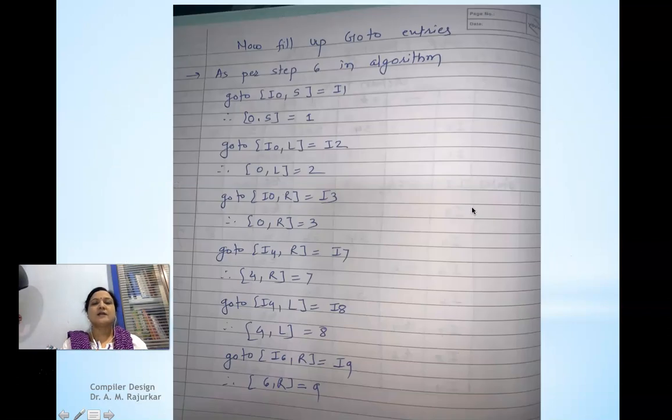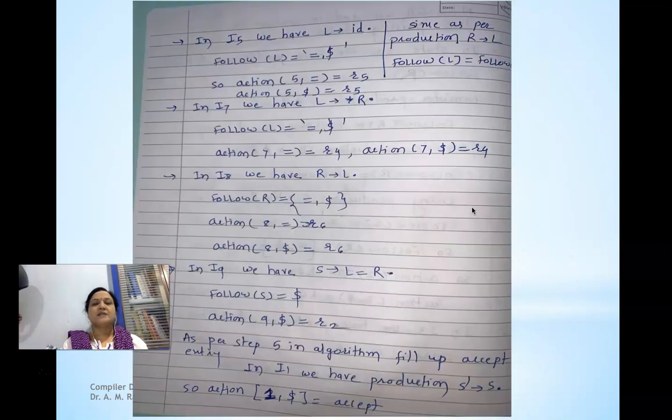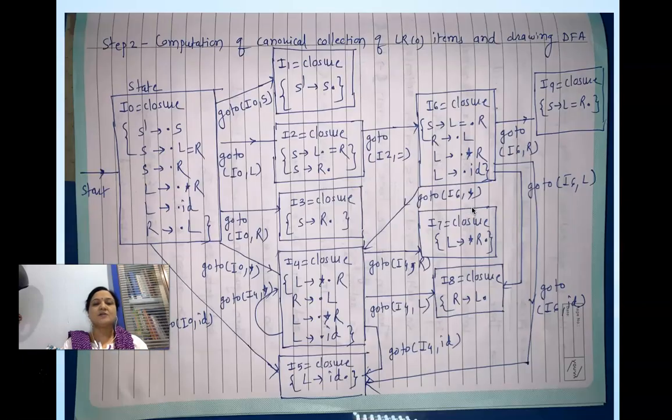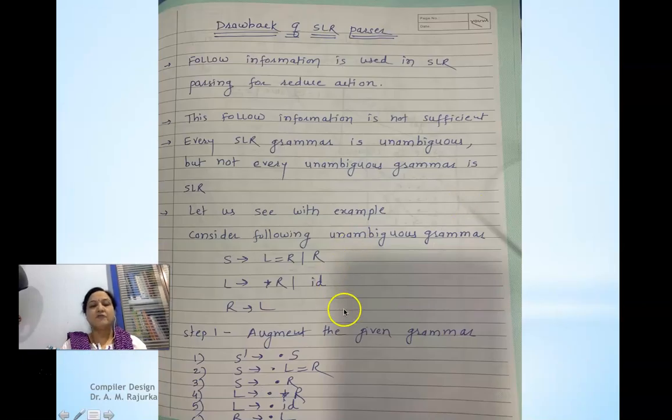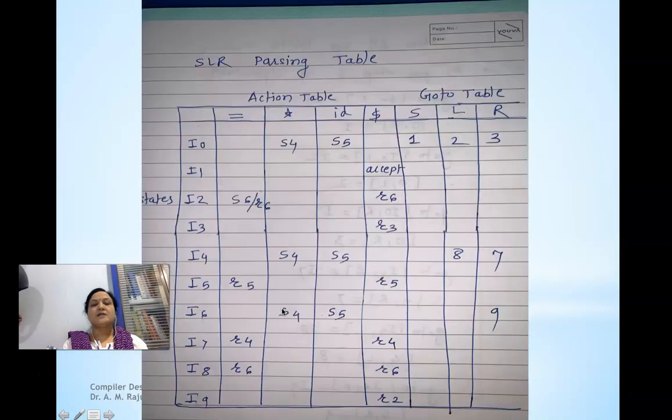So what we understand from this example is that there are certain grammars for which the SLR parser will fail, right? This grammar was unambiguous, still it led to multiple entries in the parsing table. So we can conclude that every unambiguous grammar is not SLR, but every SLR grammar is unambiguous. The power of the SLR parser is so weak that it does not work on every grammar, and that is the reason the SLR parser is called a weak parser.